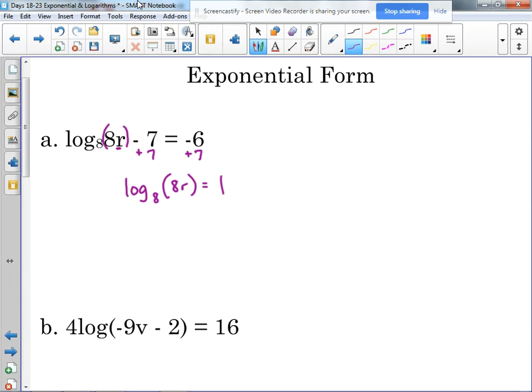-6 plus 7 is 1. Now, the log is by itself, the variable is stuck inside. The only way to get it out is to change forms. So just like we did the other day when we were in exponential and the variable was stuck in the exponent, we had to change it to log form to get it out. Now we're in log form, we've got to change to exponential to get that variable out. So we can use our swoop. So we have 8 to the first is equal to 8r. And then we can solve for our variable by whatever means is necessary. And 8 divided by 8 is, of course, 1.